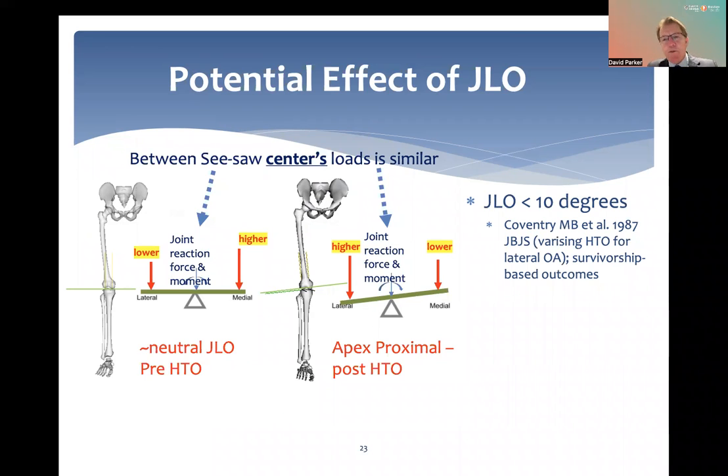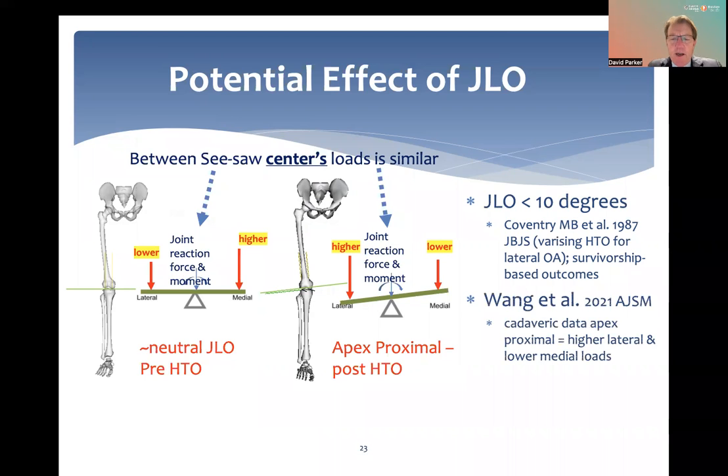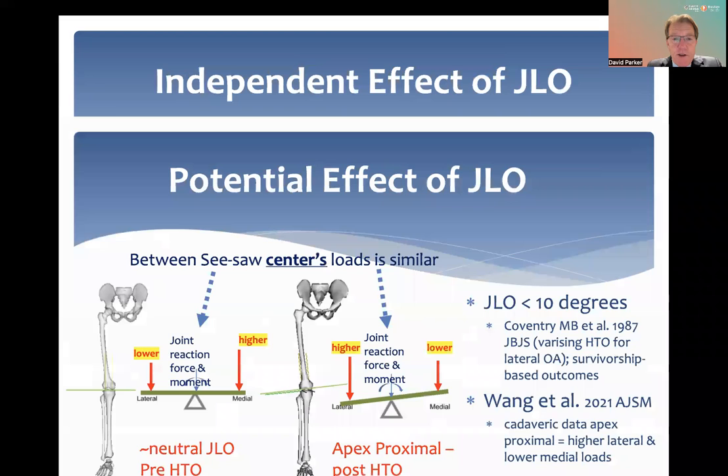And people have looked at this before. Coventry recommended we shouldn't go more than 10 degrees of obliquity, and there are other cadaveric studies suggesting that increasing the joint line obliquity by too much may be an issue.